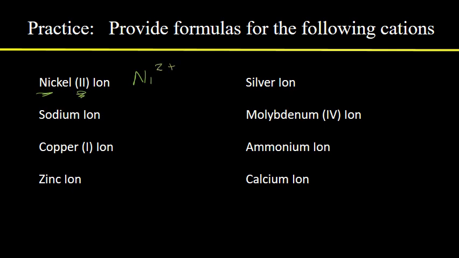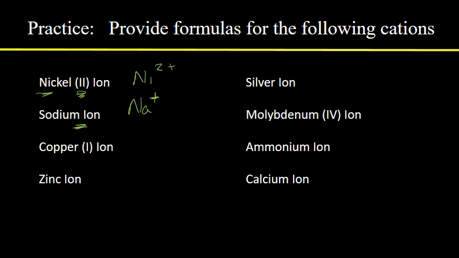So nickel 2+. Sodium ion, you know that sodium is Na. In this case, they didn't give us the charge. There's nothing there in Roman numerals to tell us. So we look at the periodic table. We see that sodium is in group 1. It's an alkali metal. And so that means that sodium ions are always +1. So we can write it this way.